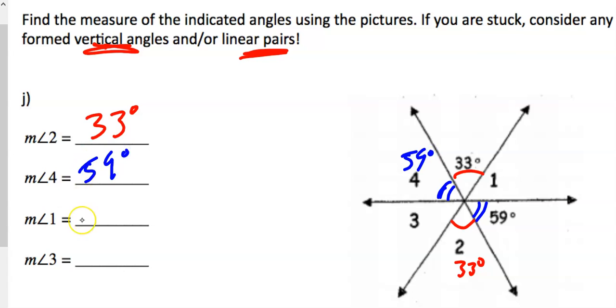So again, I'm not necessarily going in order here. I'm just seeing what I notice on my diagram. Well, I also notice these are vertical angles. They're going to be the same, but I don't know what they are. So how else can I come up with what angle 1 and angle 3 are?